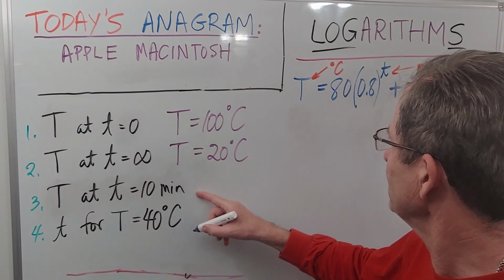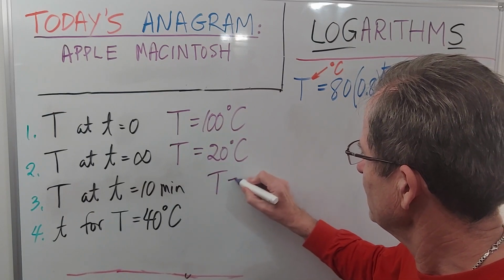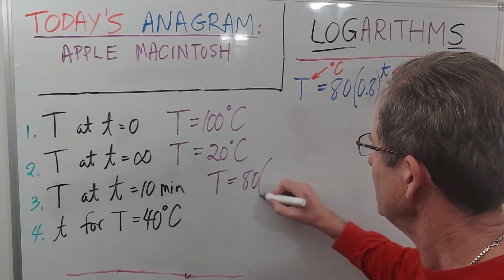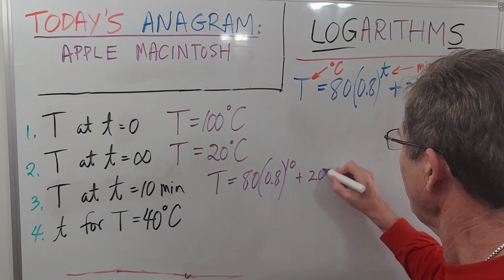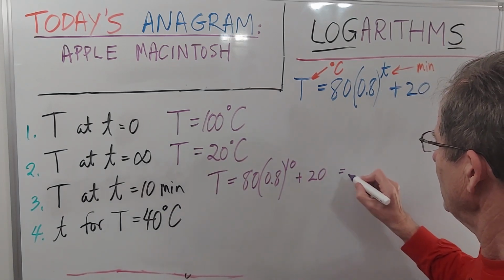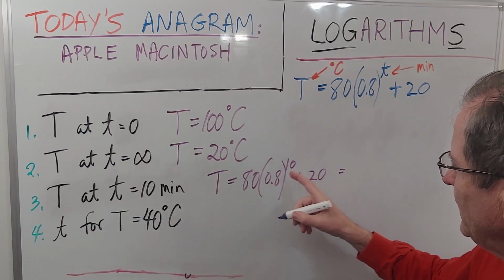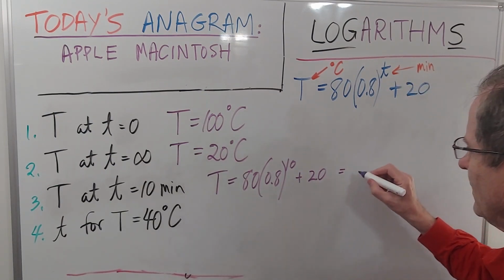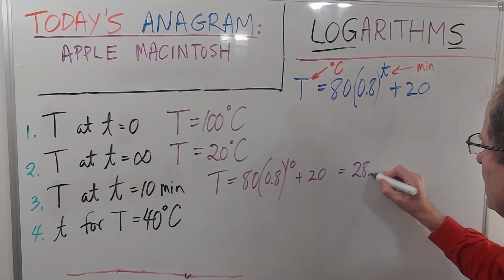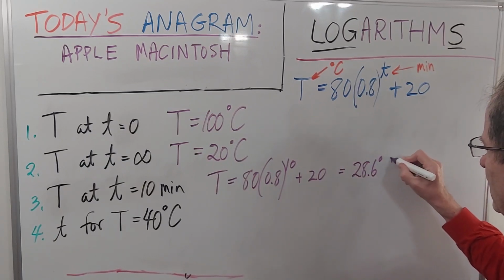Okay, what about 10 minutes? Well, now we have to do some calculations. So if I plug in 10, it's kind of hard to predict that, because 0.8 to the 10, who knows what that is? But I've done the calculation, and it's about 28.6 degrees centigrade.